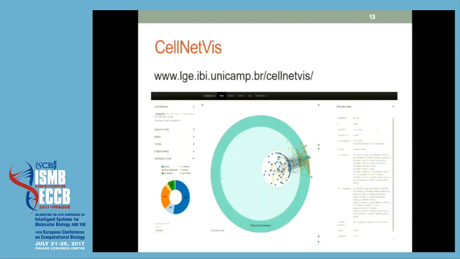So this is the main interface of CellNetVis. On the left, you have some sections for loading the network, changing the node colors, changing force parameters, applying edge bundling, and we also implemented a simple diagram for analysis based on cellular components. It shows the distribution of nodes on the cellular components. On the right, we have the attributes table. So when you click on a node, the values of its attributes will be shown.